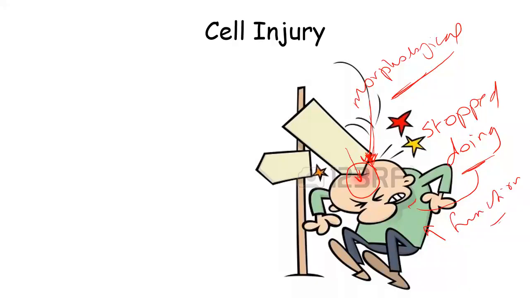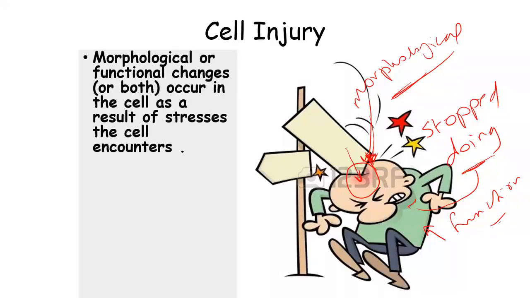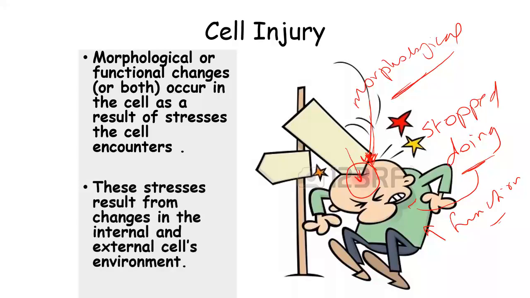And this is the definition of cell injury. Cell injury means morphological or functional changes, or both, that can occur in a cell as a result of stress the cell encounters. This stress can result from changes in the internal or external cell environment. So it is simply the morphological or functional changes, or both, that occur in the cell as a result of stresses coming from inside or outside the cell.